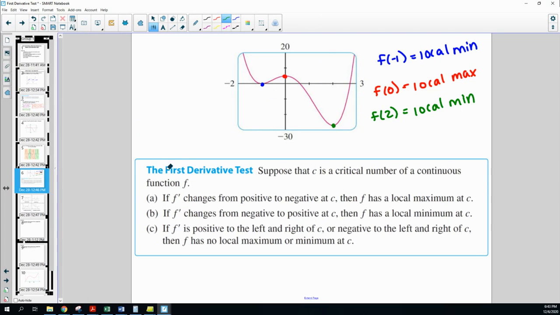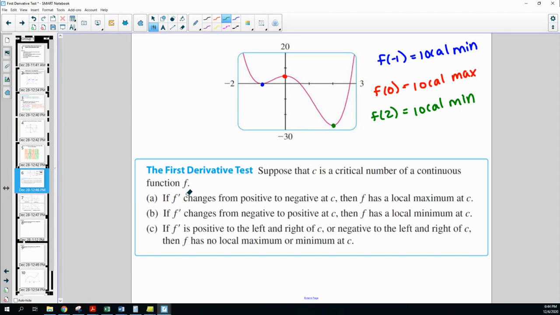Okay, so there is a specific type of test that we use called the first derivative test. So they're saying that suppose that c is a critical number of a continuous function f. So remember, critical numbers are those values that we get when we take the derivative and we set it equal to 0 and see where it also does not exist. Okay, so it's where the derivative is 0 or does not exist. So if f prime changes from positive to negative at c, then f has a local maximum at c.